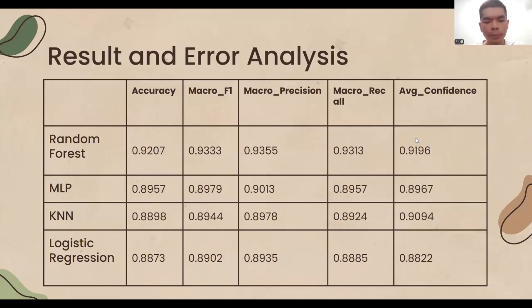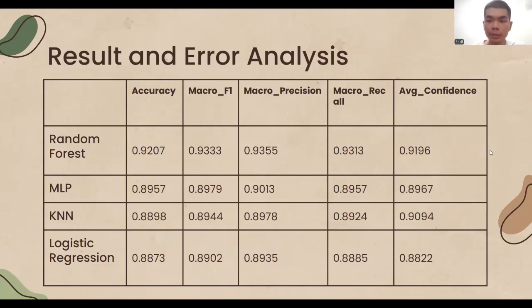Second is MLP. It captures non-linear interactions but needs hyperparameter tuning to get close to Random Forest. KNN performs similarly to logistic regression in accuracy but has a high reported confidence, which is a sign of overconfidence. Logistic regression is our interpretable baseline, as well as the worst performer. It underperforms where feature interactions matter.